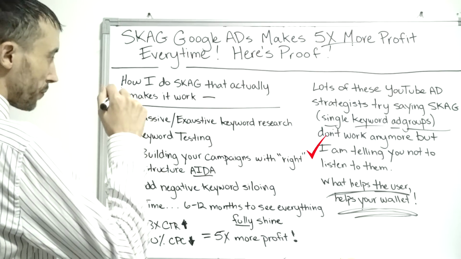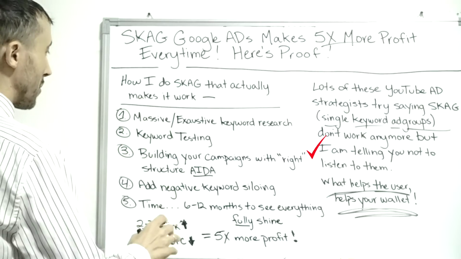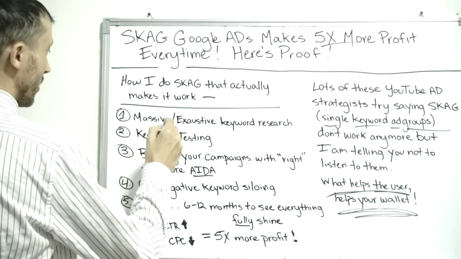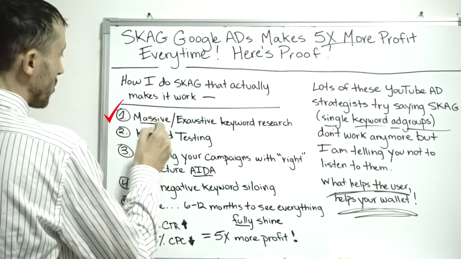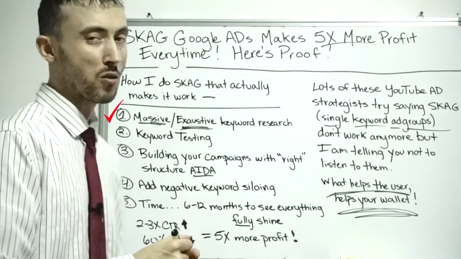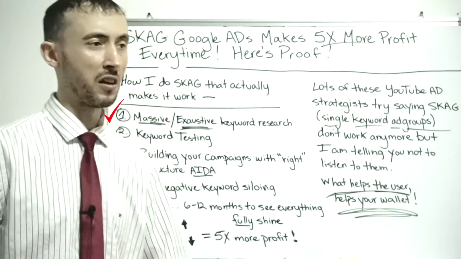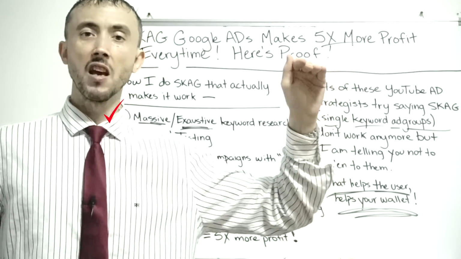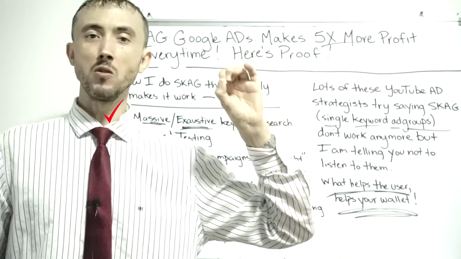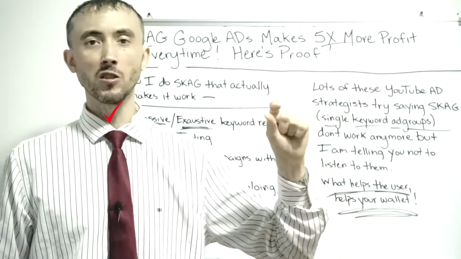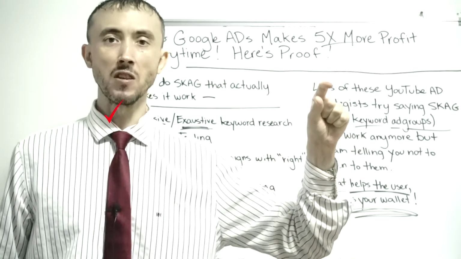Okay, so with that said, here's the system itself. No more beating around the bush here. First thing you're going to do is do a massive, exhaustive level of keyword research. So don't just target 5 or 10 keywords in your market. Find the 500 different ways people search for your product or service that apply, so that when you make your single keyword ad groups, your ad's super laser targeted to that exact variation of the keyword.